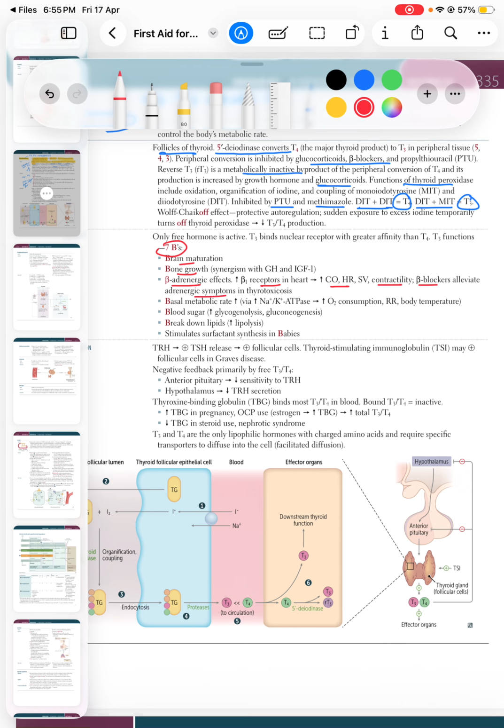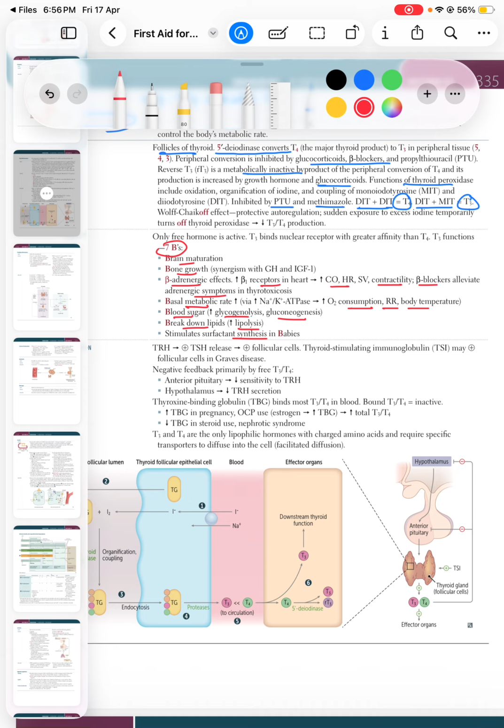Also, it does the basal metabolic rate, that is it increases sodium-potassium ATPase, increases O2 consumption, respiratory rate, and body temperature. It also increases blood sugar, that is it increases glycogenolysis and gluconeogenesis. It also breaks down lipids, that is lipolysis, and it also stimulates surfactant synthesis in the babies. So we would remember it from the 7 B's.